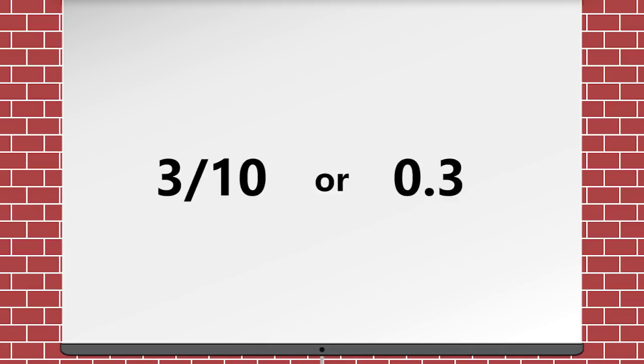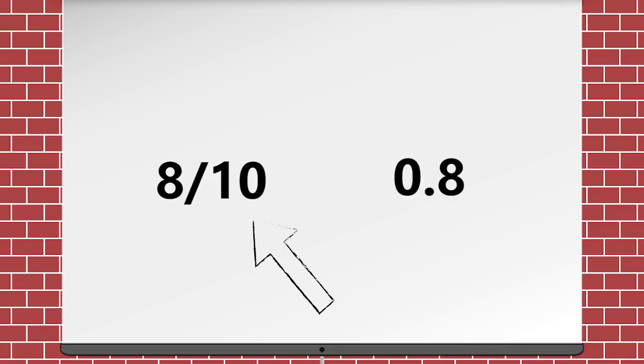I can write 3/10 like this, or like this. This is a fraction that says 3/10, and this is a decimal that says 3/10. I can write 8/10 like this, or like this. This is a fraction that says 8/10, and this is a decimal that says 8/10.